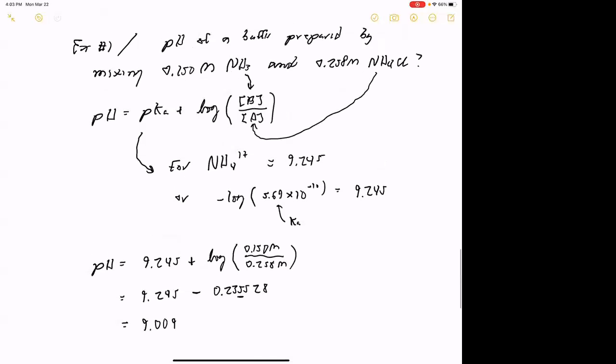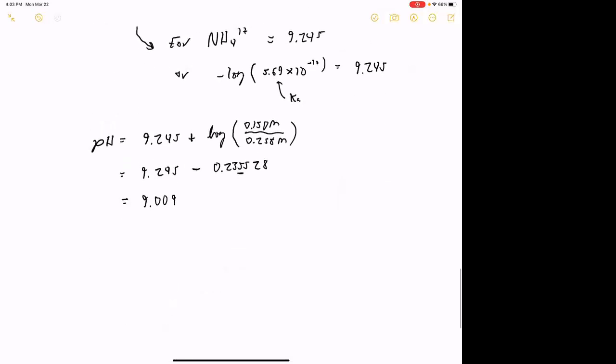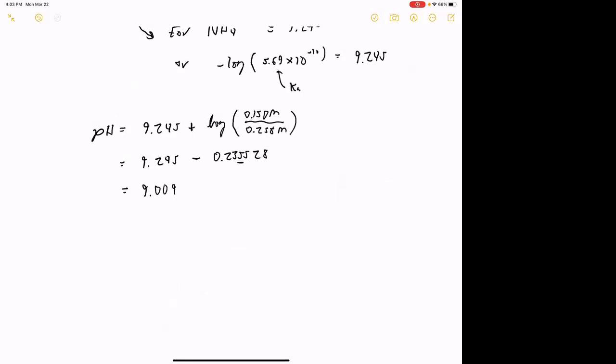Any questions at this point? Nope. All right, good. So next thing, we could ask, how does a buffer work? How does it do its job?